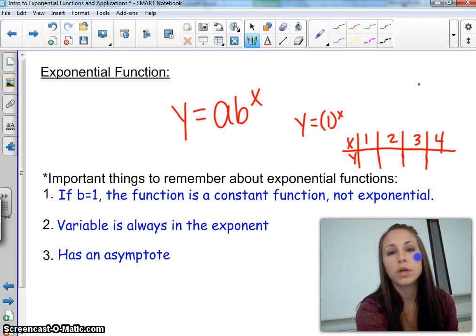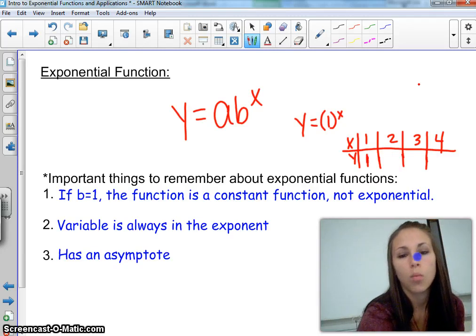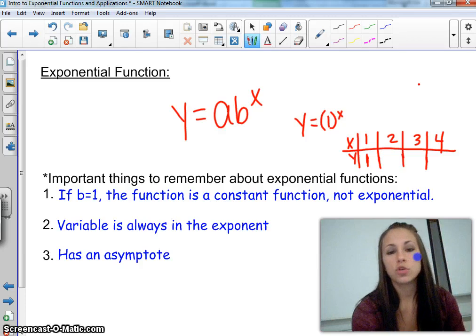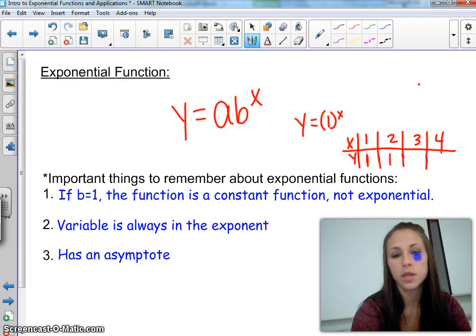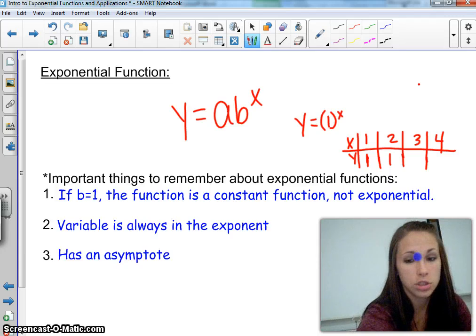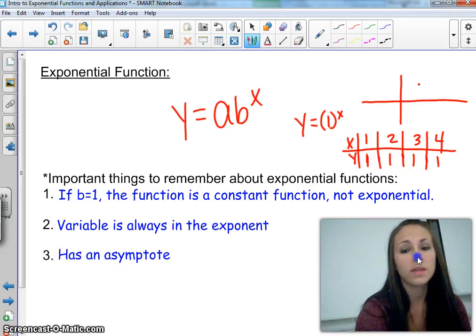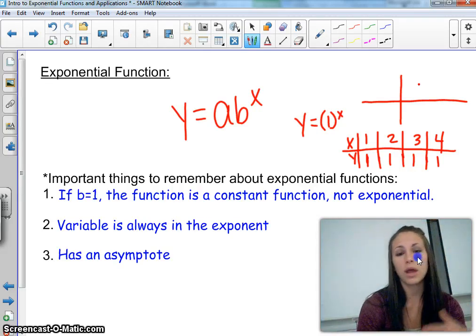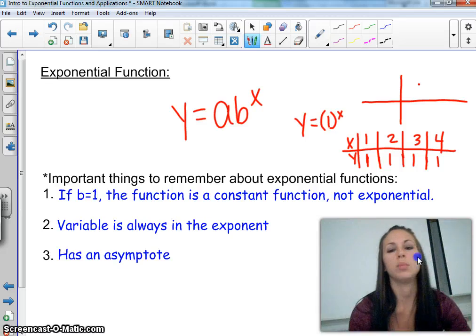So I'm going to plug 1 in for x. 1 to the first power is just going to be 1. If I plug in 2 for x, that would be 1 squared, and 1 times 1 is just 1. If I plug in 3, that will be 1 cubed, and 1 times 1 times 1 is still 1. 1 to the fourth is going to be 1, so you can tell that all of those y values would be 1, and the same thing would happen if I took negative values and plugged them in, or continued in the positive direction.